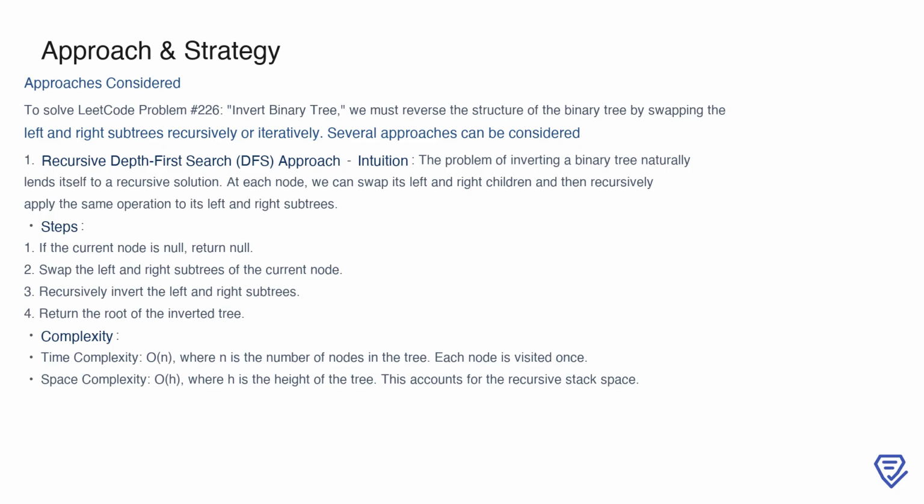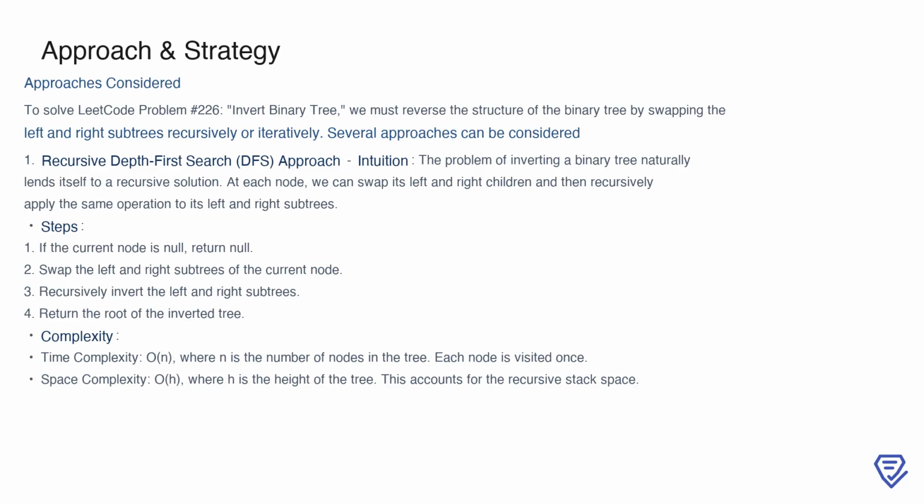One of the most natural and intuitive ways to approach this is through a recursive depth-first search. This method works because the structure of a binary tree lends itself well to recursion. At each node, we can simply swap its left and right children, and then apply the same operation recursively to these children. The steps are straightforward.